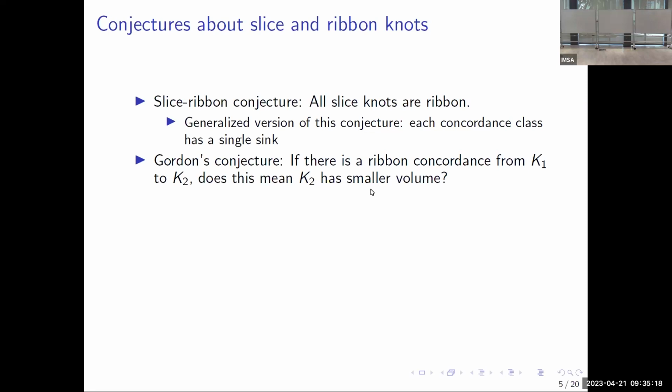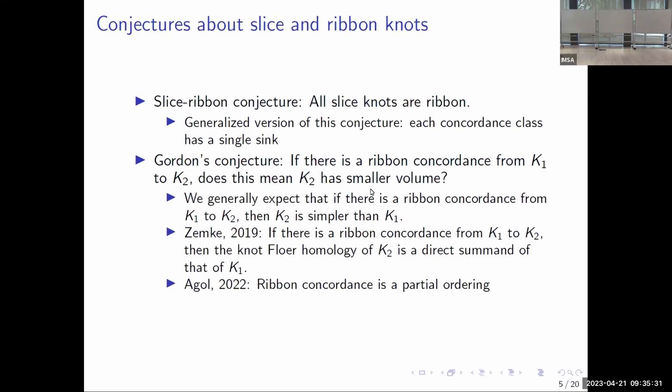There's also Gordon's conjecture, which says that if there's a ribbon concordance from K1 to K2, then K2 has to have smaller volume than K1. This is part of a whole class of conjectures of this form. The heuristic behind this is that if you have a ribbon concordance from K1 to K2, you might expect K2 to have smaller everything than K1. So Gordon's conjecture says that it has a smaller volume.